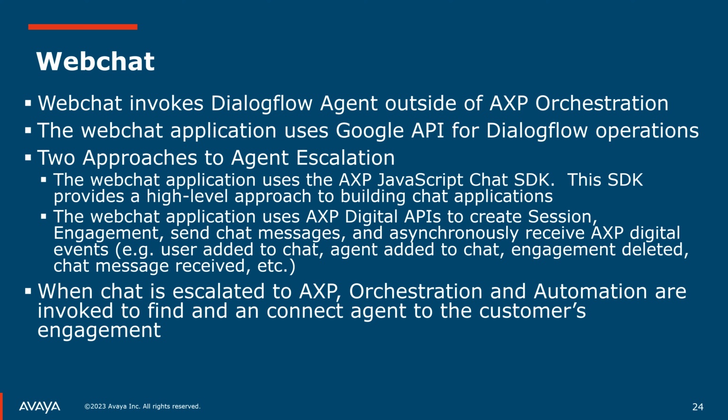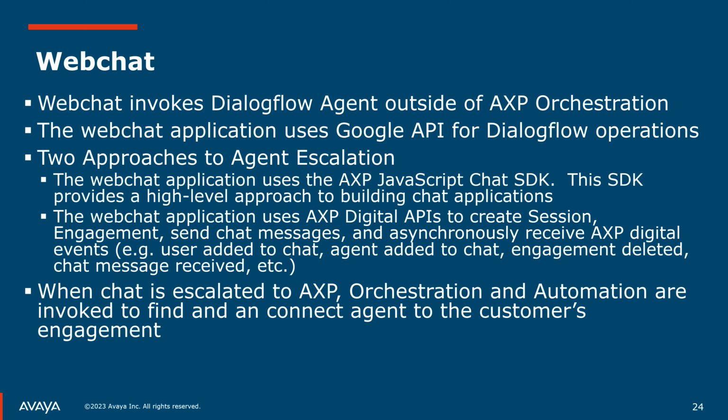So I have a web application, and the web application uses the Google APIs for Dialogflow operations. It allows me to go through all the different turns and the questions and the webhooks and all of those things exactly as if it were voice. When it comes time to escalate to a live agent, and remember when I showed you the documentation, it says live agent handoff, it's up to the system to handle that. Well, this is one of the systems that will have to handle it.